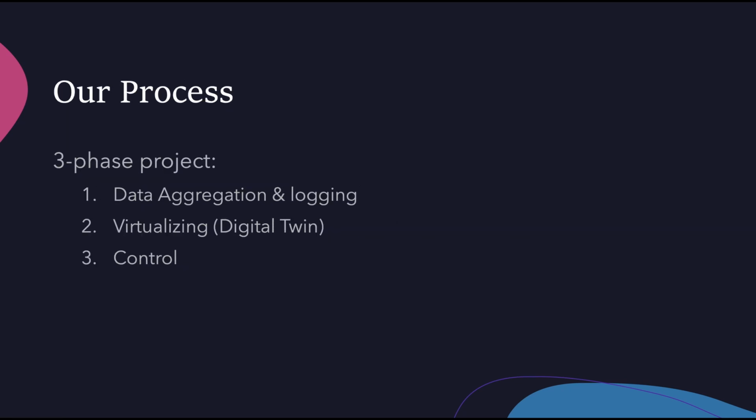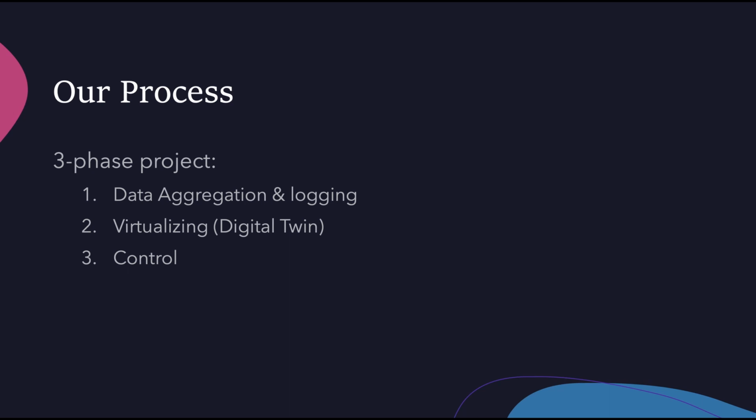So that brings us to the project process. The project process was comprised of 3 phases, of which we already briefly mentioned 2: the data aggregation and logging phase, then the virtualization phase, or the digital twin, and finally it was also a goal to control the physical machine through its digital twin.